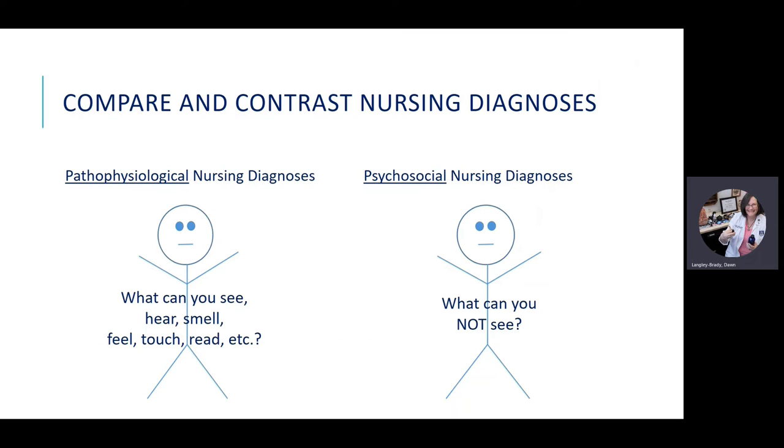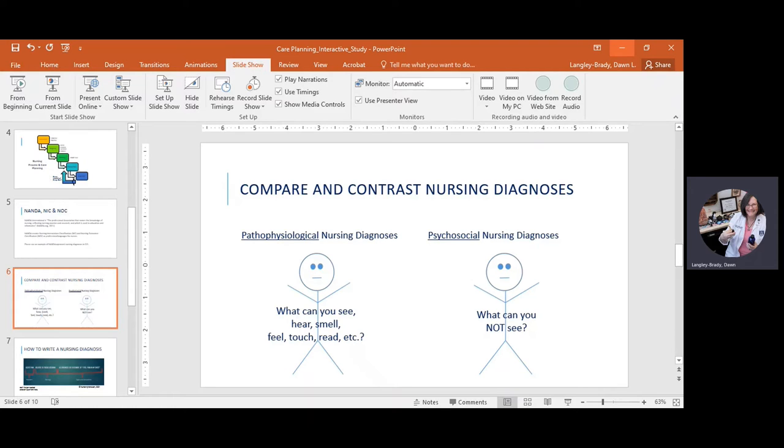Now, we're going to just talk a little bit. I know these are funny little stick figures here, but we're going to compare and contrast nursing diagnoses, right? So pathophysiological nursing diagnoses. These are those things, what can you see, hear, smell, feel, touch, read, etc. And we'll get into that in just a minute. Whereas our psychosocial nursing diagnosis, as a dear friend of mine, Professor Beverly Collins once said, it's what can you not see? And I'm going to try to pull up something really quickly. There we go. Okay. So let's pull up pathophysiological nursing diagnoses.